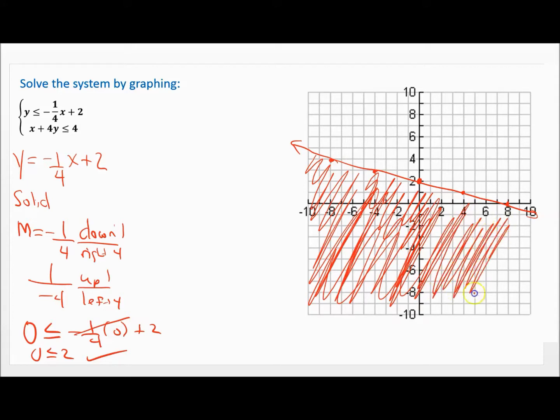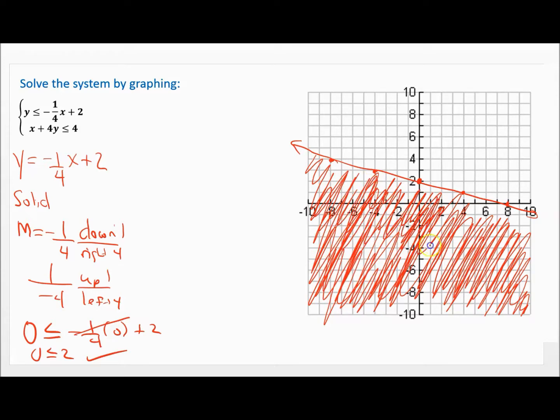You have to look at your directions when you do a problem like this using software. Sometimes you just move a button to shade a side. You don't do all this shading that I'm doing by hand.